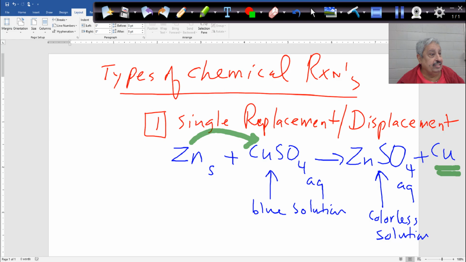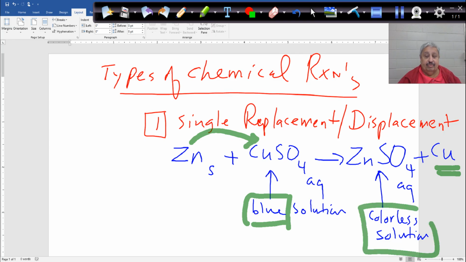Okay, so this is single displacement. One single element will take over the other element's partner, kicking that element away from its original partner. Copper's partner is sulfate, the anion. Now zinc will come in and kick the copper out, orphan, and the zinc will take over the sulfate. So we are going from a blue to a colorless solution. Okay, guys, that's the first type of reaction we did in the lab.